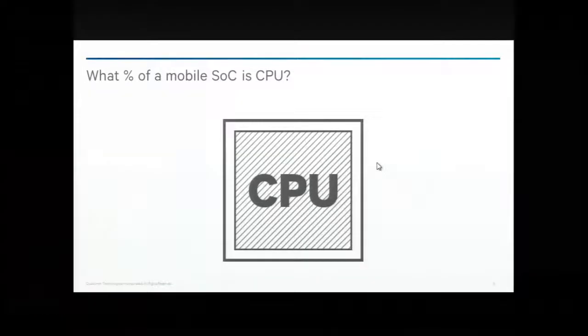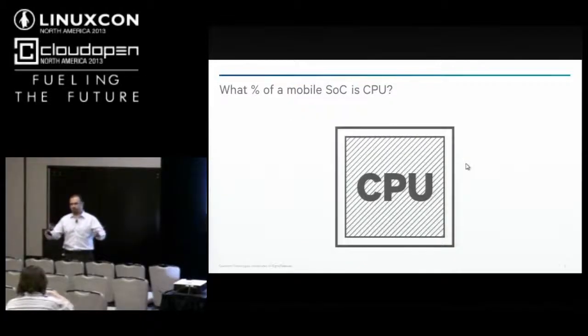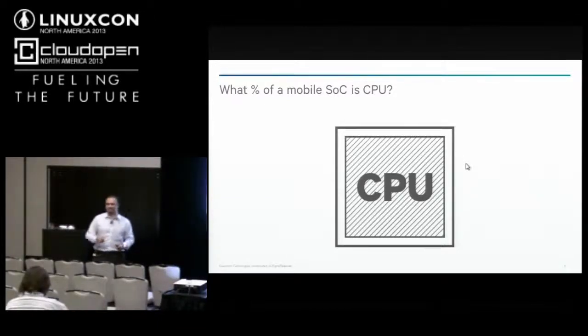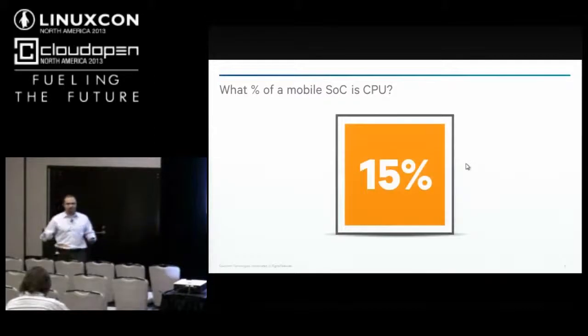Now, I'm gonna play a little game. If you think about the latest mobile SoCs that we're putting out today, what percentage of the whole SoC do you think is a CPU? 2%. Any other guesses? Okay, so kind of close. A lot of people think it's 75% or 80%. Actually, it turns out it's only 15%. That's where the CPU is.